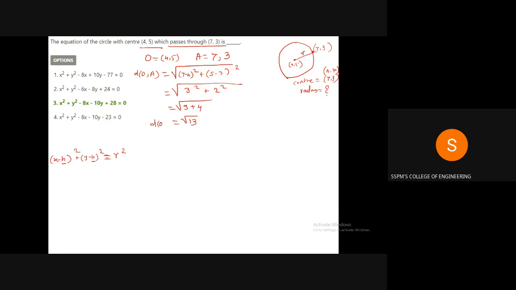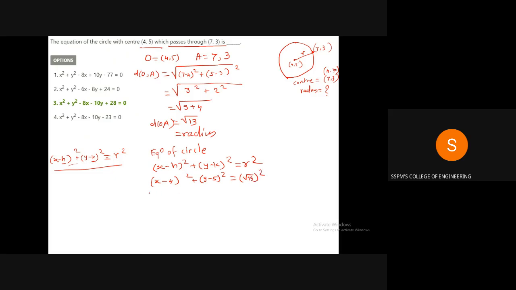So the distance OA is equal to root 13, that is our radius. Therefore now we have the equation of the circle. It is x minus h square plus y minus k square is equal to r square. So now we will put these values here. We have x minus 4 square plus y minus 5 square is equal to r square, that is root of 13 whole square.